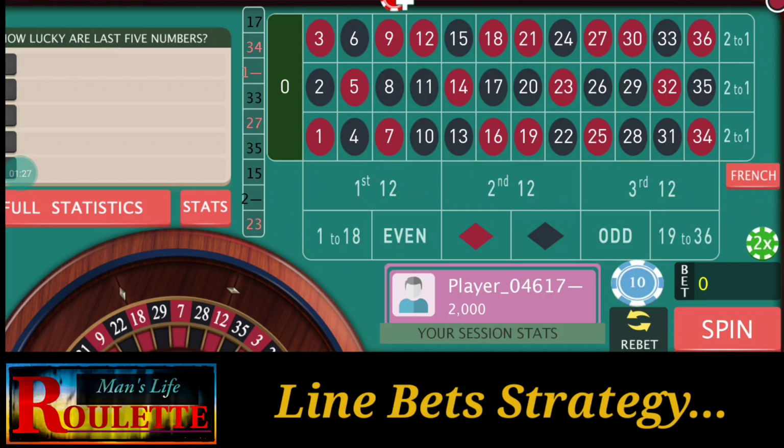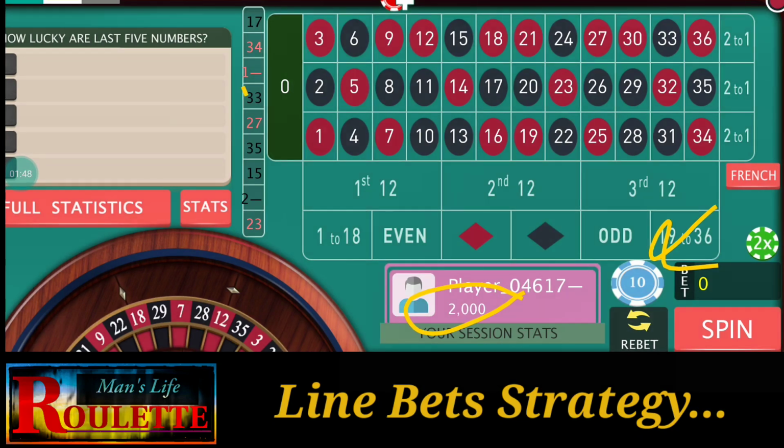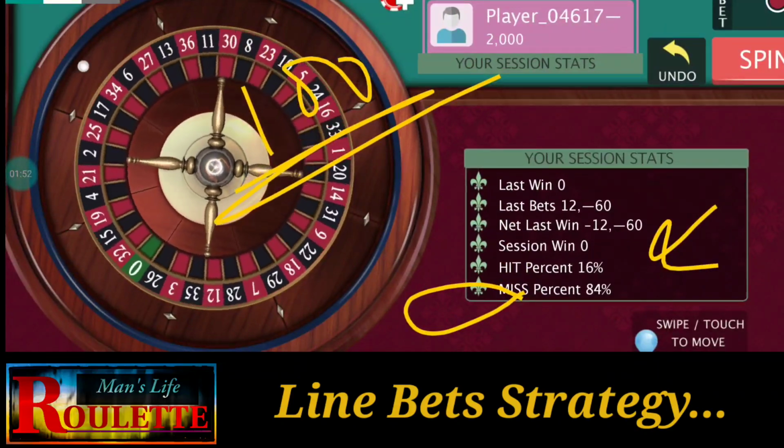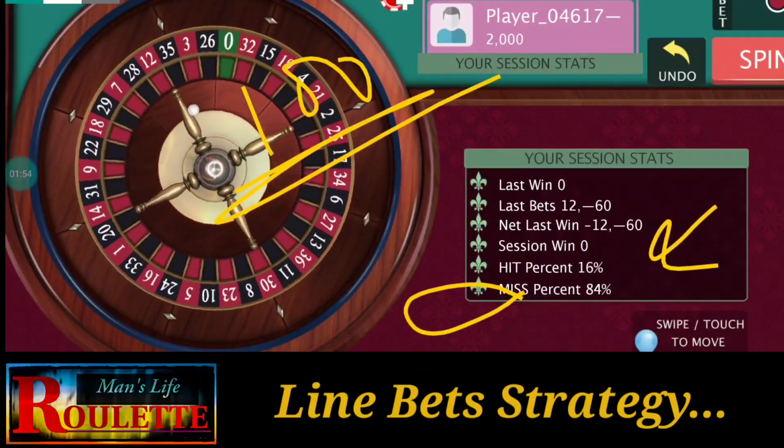So whenever you are winning, just decrease the bets by 1 unit. Suppose you are playing with $10 bets, then it decreases by $10 at every position, all 3 positions. And whenever you are losing, just increase by $10 at all 3 positions. So as usual, I have a bankroll of 2000. I am playing with $10 and my target is 100 for every cycle. After hitting that 100, I have to move back to the basic $10 bets.